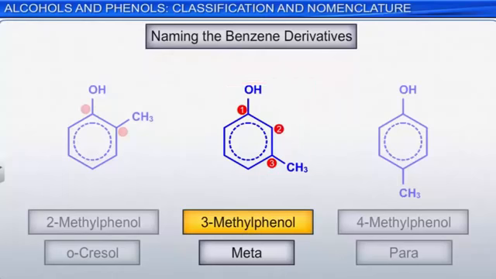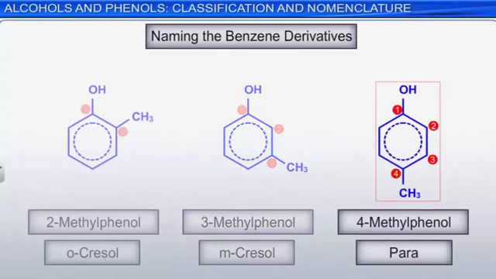So, 3-methylphenol, shown in the center, is also called metacresol. Finally, the prefix para is used for 1,4-disubstituted benzenes. Therefore, 4-methylphenol shown on the right is also called paracresol.